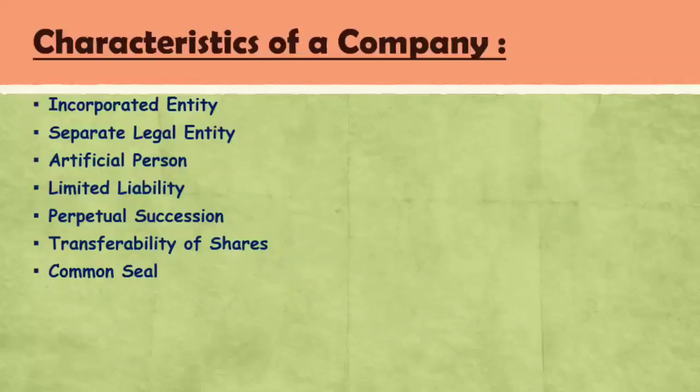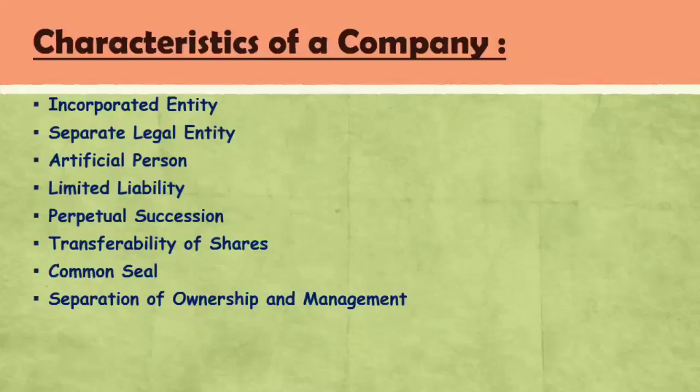So the common seal is basically created because a company cannot sign documents itself. That is why a common seal is created with the company's name engraved on it. So that is what the common seal means. The next point is separation of ownership and management.